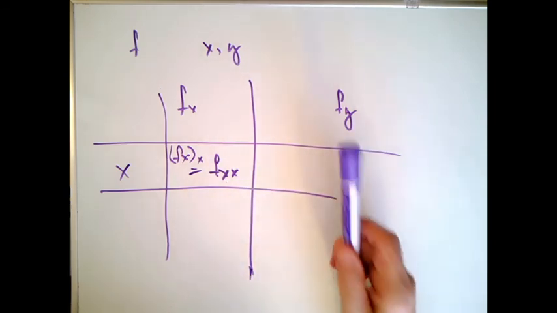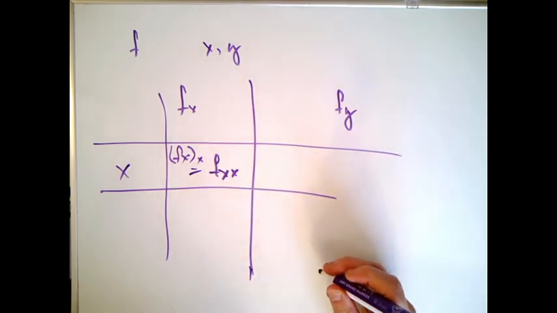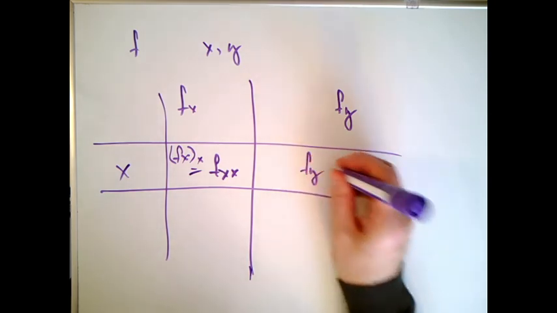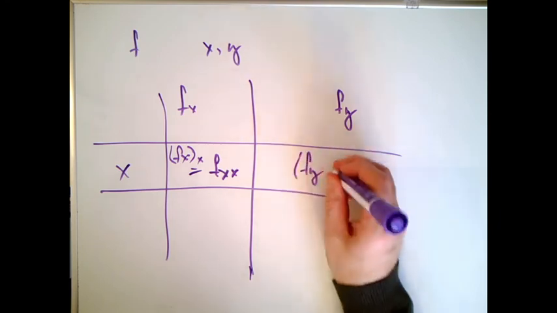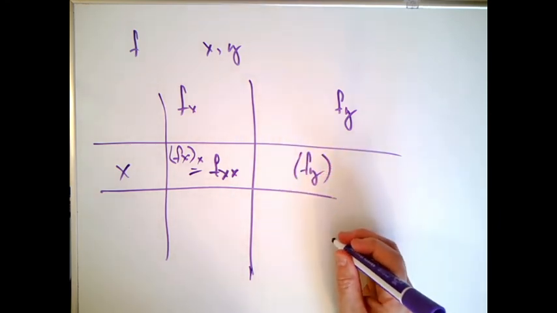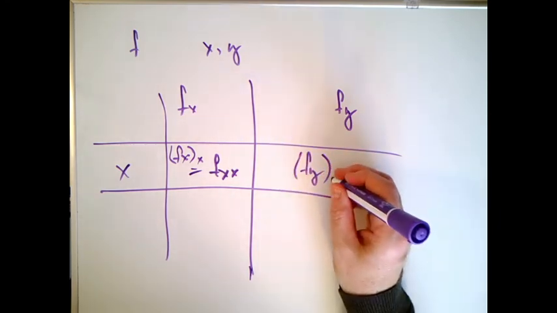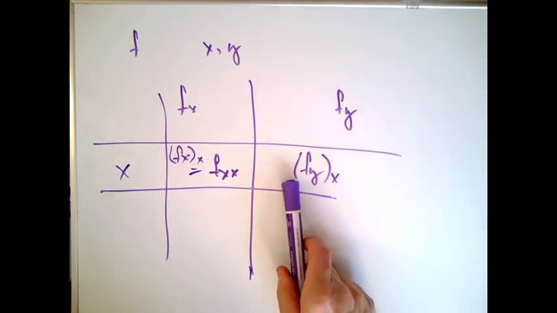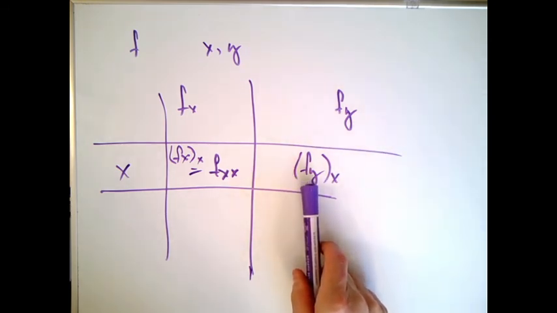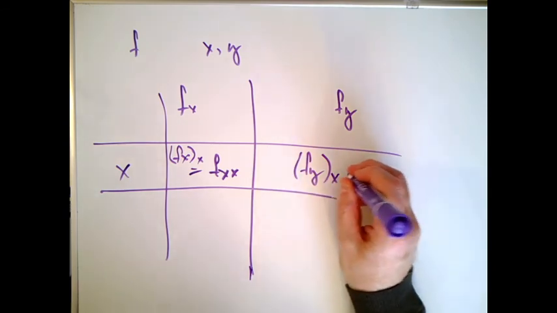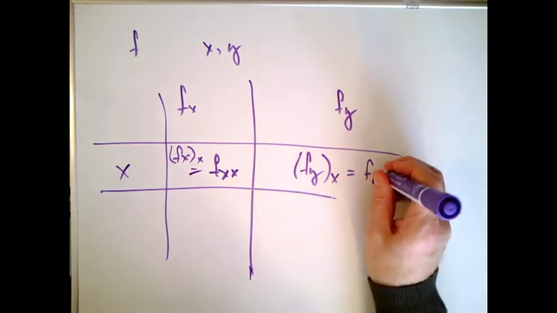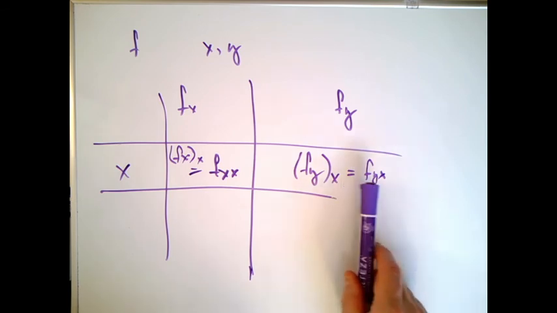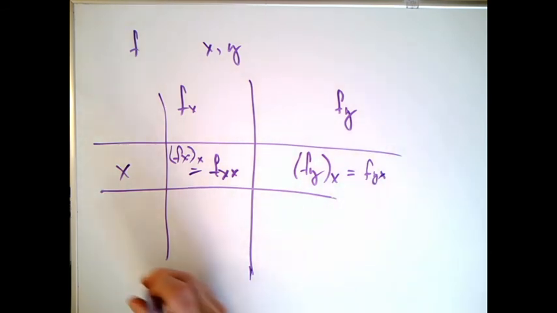If I want to take the partial derivative of fy with respect to x, now how does this notation work? You write down the function like that, and then you put as a subscript the variable that you want to take the partial derivative with respect to, like that. So this says start with f, take the partial with respect to y, take the partial of that with respect to x, and then you're going to get fyx. So you can see that this notation actually goes from left to right. You start with the function, take the partial with respect to y, take the partial with respect to x.